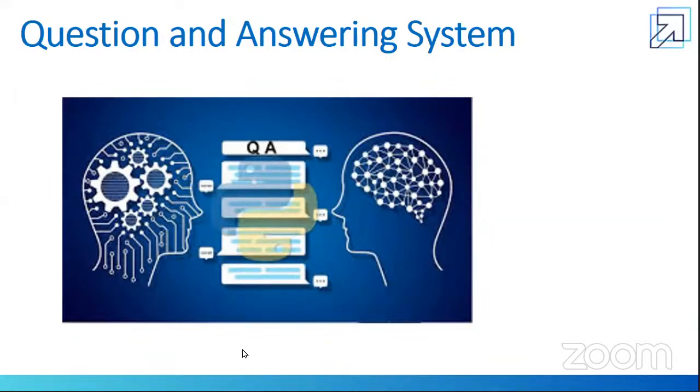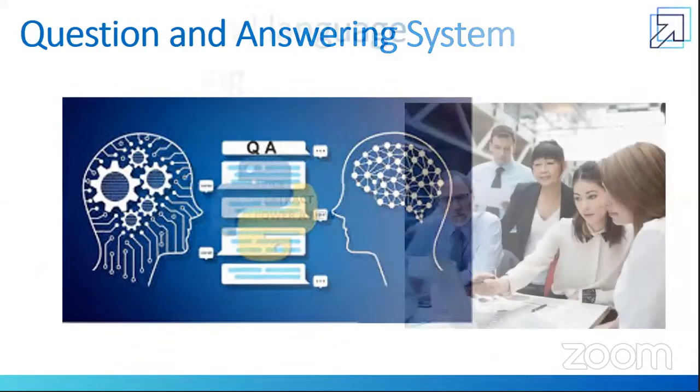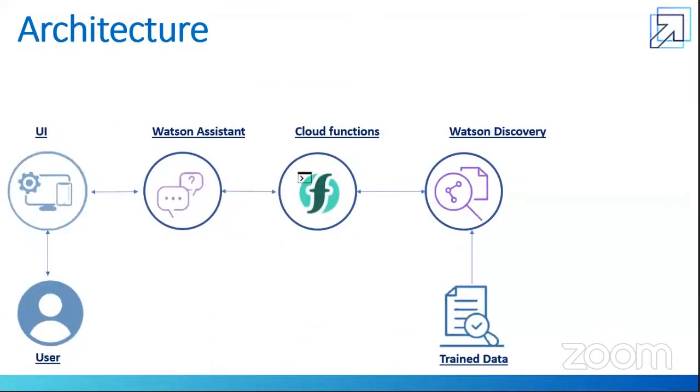So these question and answering systems are designed so that the machine can understand and answer questions in a natural language. In this session, we will develop a question and answering system with the IBM services. So let me show you what we're gonna do today. This is the architecture. Here we will be building a question answering system with the help of different IBM services like Watson Discovery and Watson Assistant.